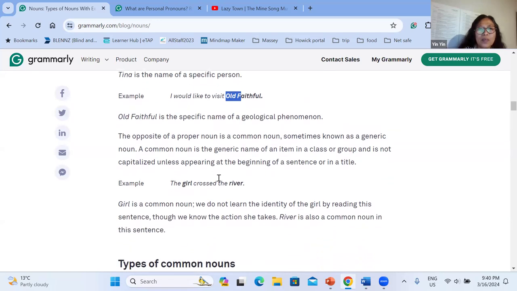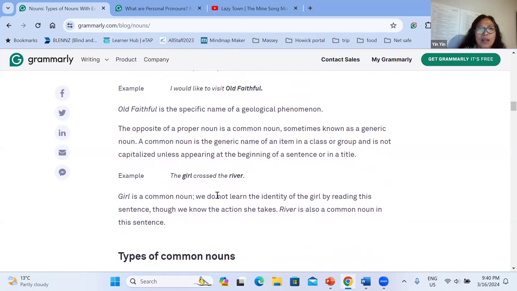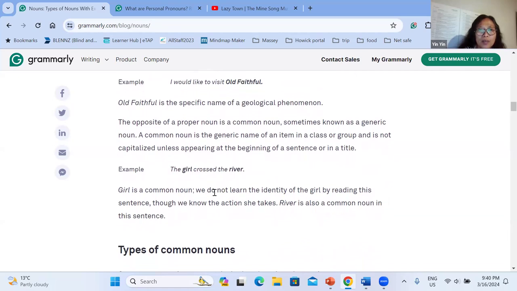The opposite of a proper noun is a common noun. A common noun, sometimes known as a generic noun, is a generic name of an item in a class or group and is not capitalized unless appearing at the beginning of a sentence or in a title.